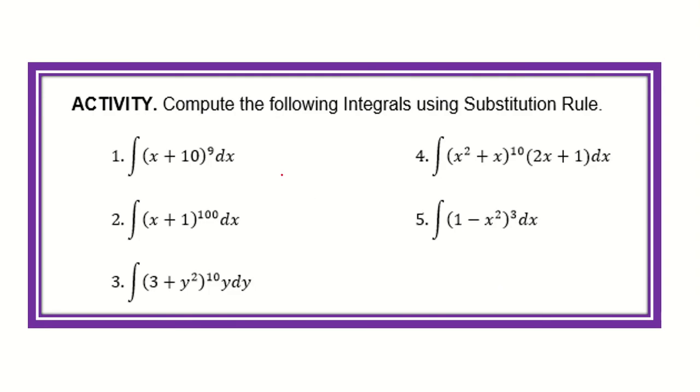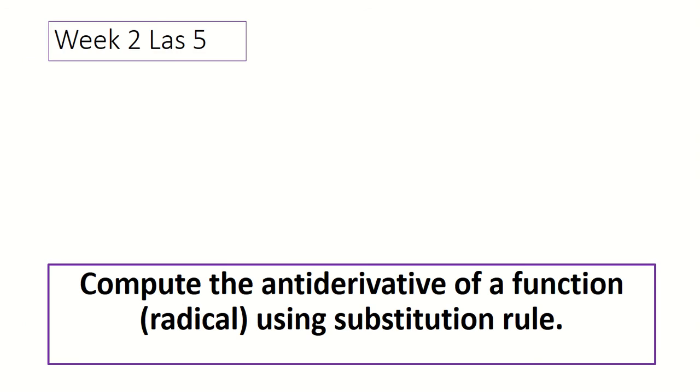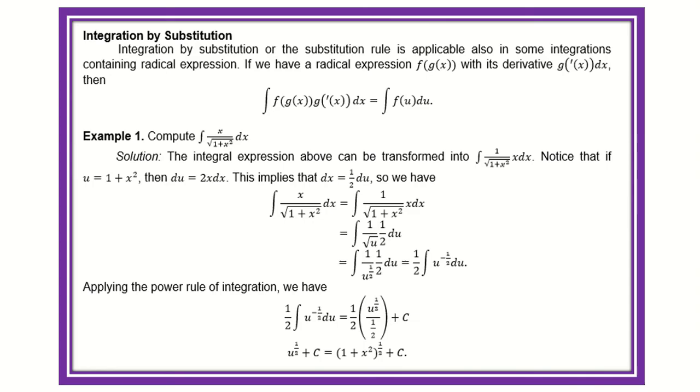Next, activity. So this is another one, your activity. Last 5, compute the antiderivative of the radical. So this is a radical. When we have a square root, we can use u du. So the integral expression above can be transformed in 1 over x squared, that is f of u, where u is equal to 1 over x squared. So this is our u, and this one is 2x dx, the derivative of u.